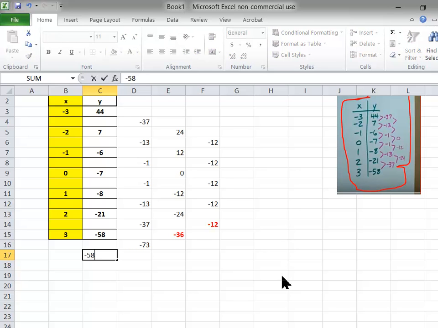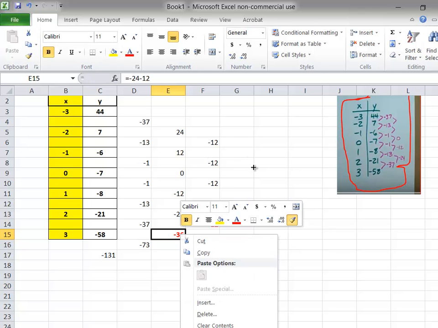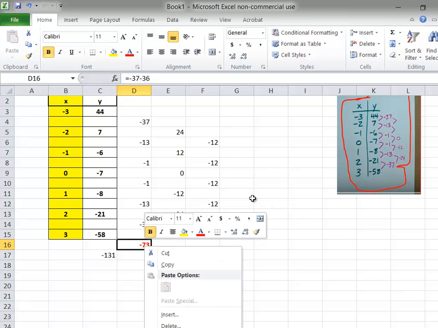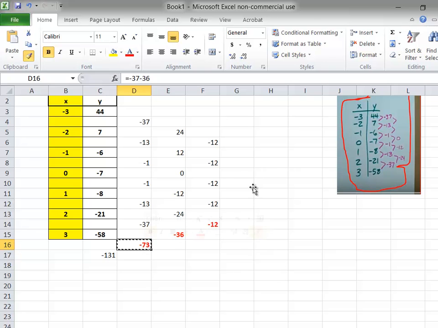negative 58 minus 73. Whoops. And don't forget the equals, otherwise I'm not going to get much out of that. Okay. I'm wondering if there's a format. That's this format painter. Yeah, there we go. It saved me having to do a lot of clicking there.